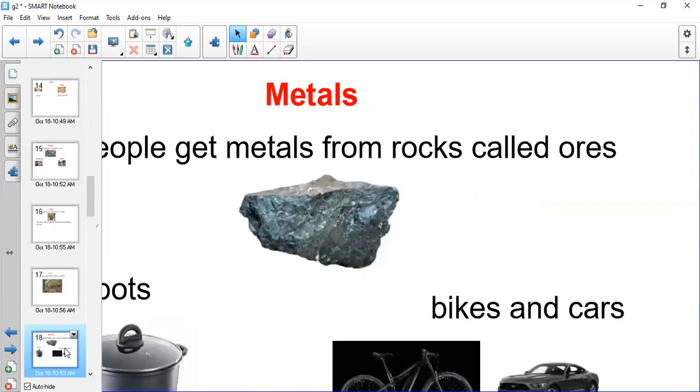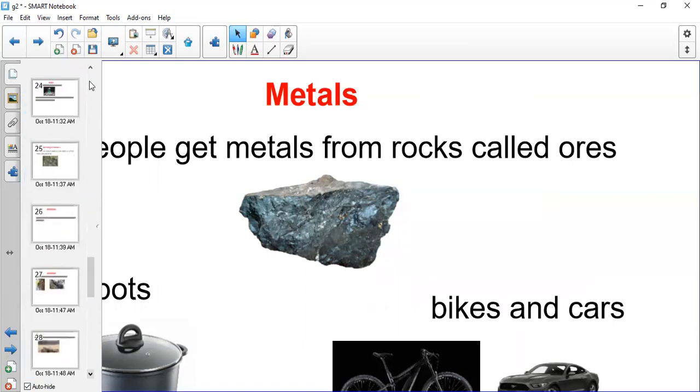Metals, and it's very new for you. Where do we get metals from? We get metals from rocks called ores. What do we make from metals? We make pots, we make pans, we make bikes, we make cars. There are many things that are made of metals.